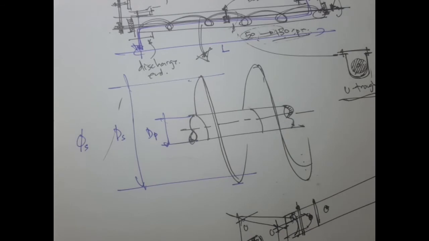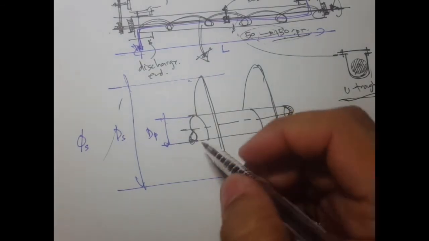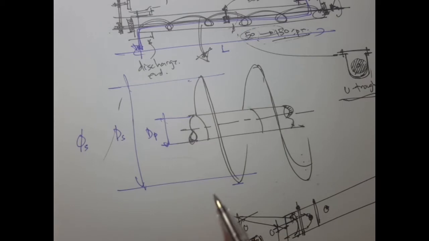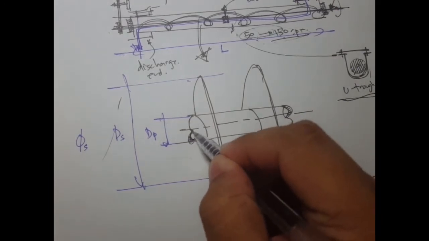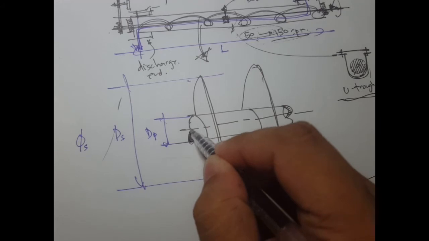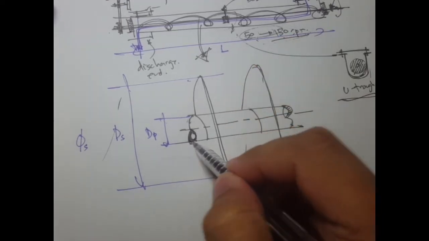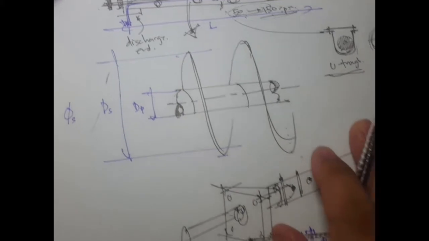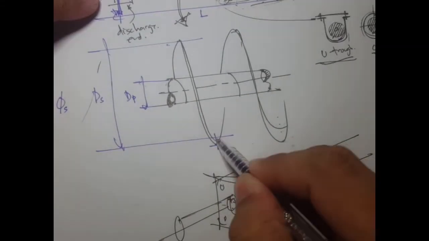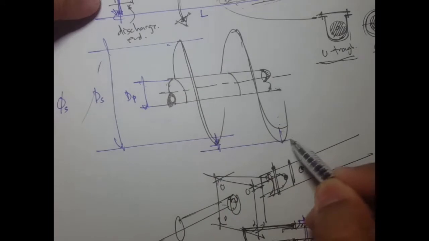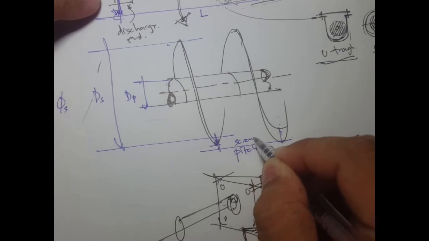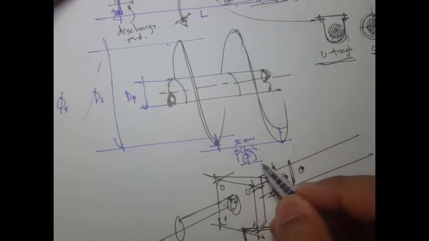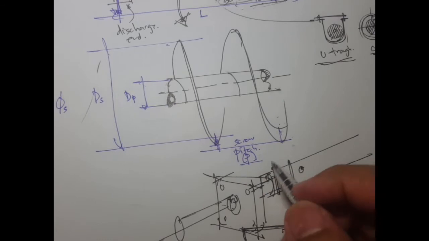Sometimes I refer to this as a shaft, or sometimes I refer to it as a pipe, because in some designs this shaft is actually a hollow section or made from pipe. So that's why. The distance from this point to this point, that's what we call the pitch, the screw pitch, denoted by the symbol P, lowercase p.